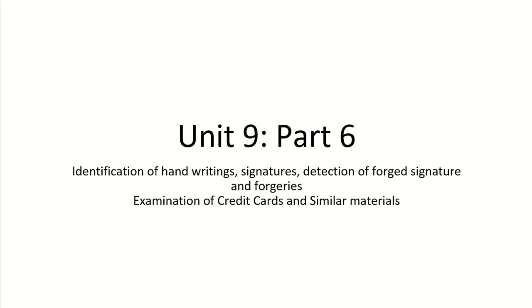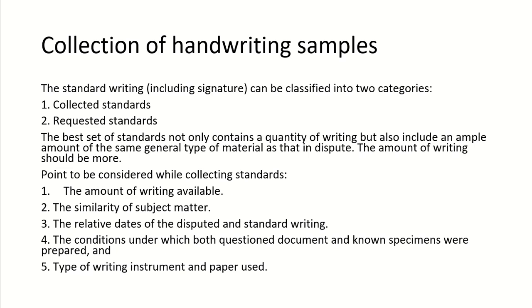Hello and welcome back. This is the last part of Unit 9 UGC NET JRF Forensic Science, Part 6, in which we will study about identification of handwriting, signatures, detection of forged signatures and forgeries, examination of credit cards and other similar materials.